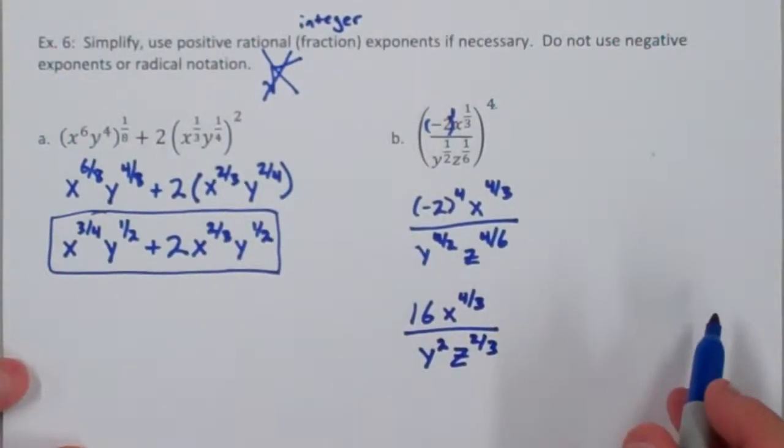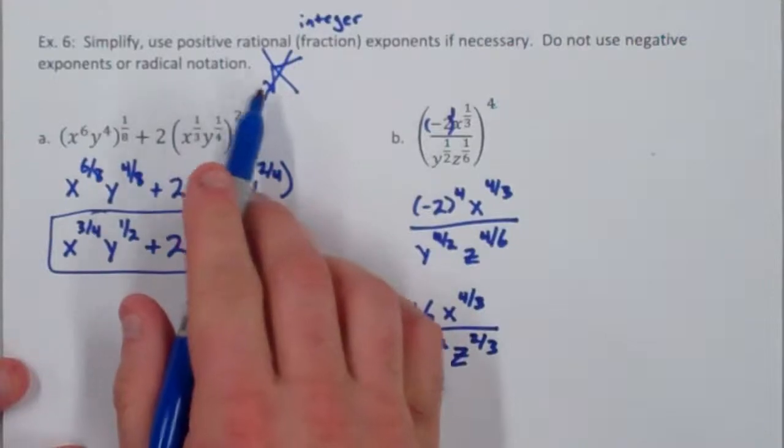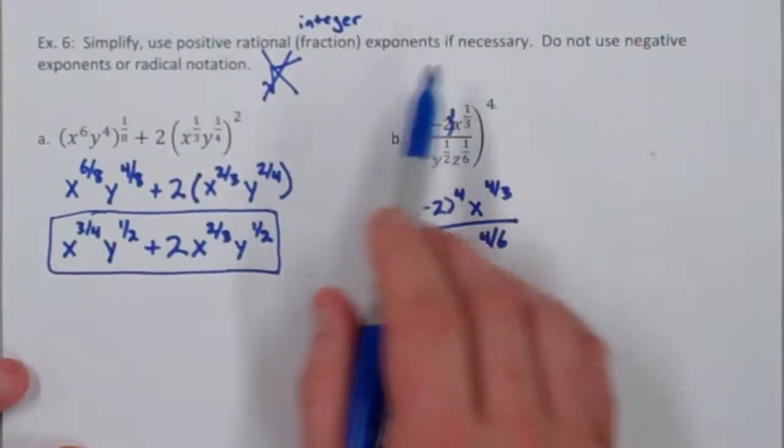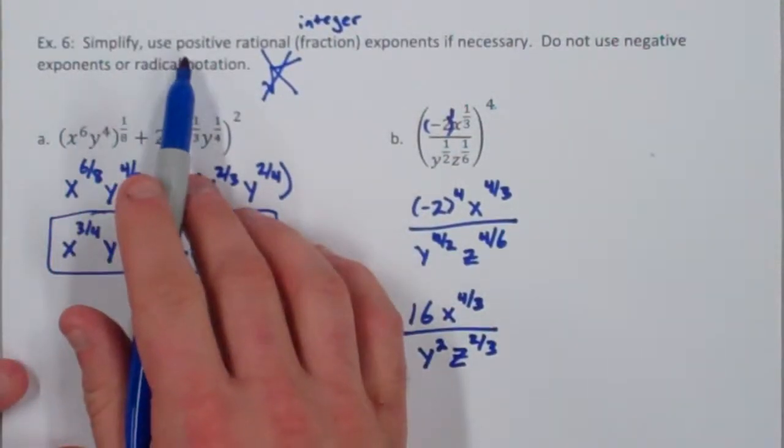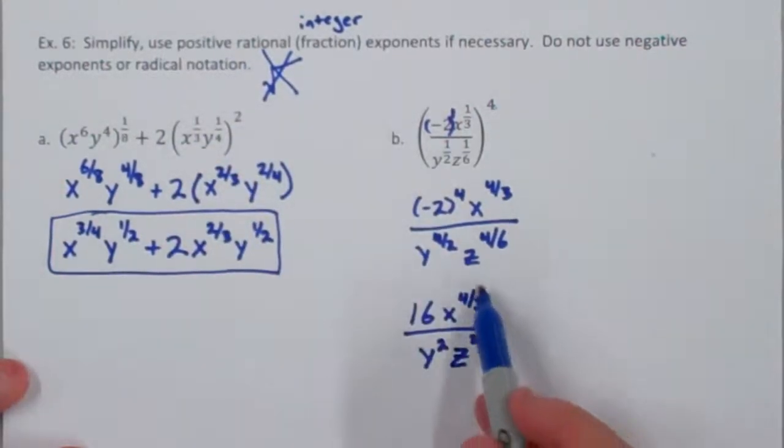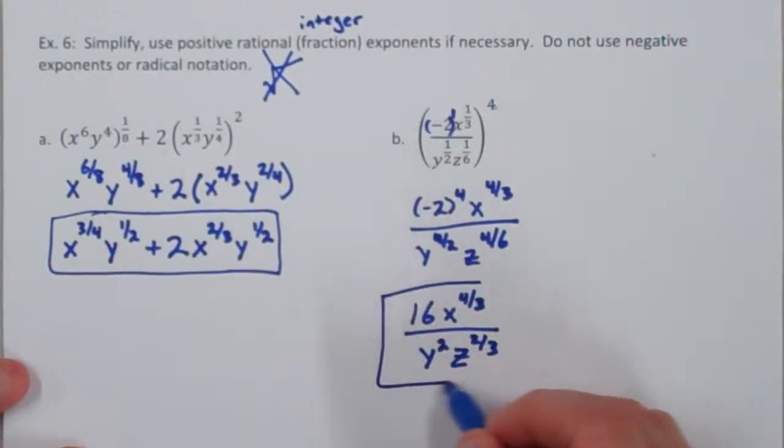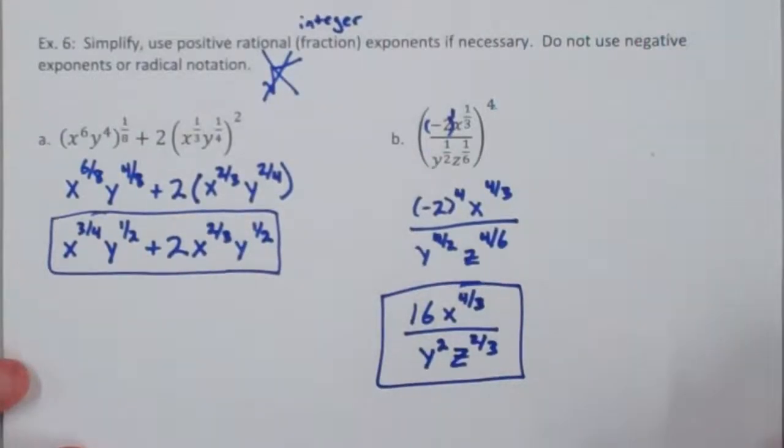Don't want to use any roots or any radical notation here. It says don't use that. And it says don't use negative exponents. You should only use positive rational exponents. And that's what we have here. We just have some positive rational exponents. So that's your final answer.